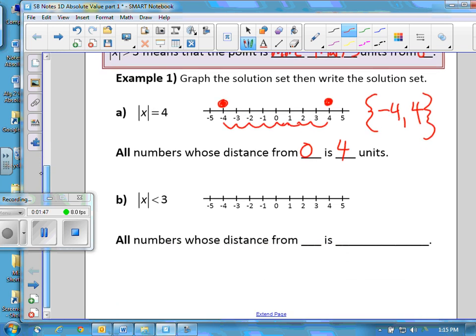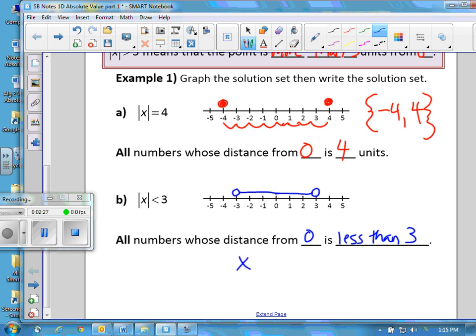Now if I look at the absolute value of x being less than 3, I'm going to look at those points where the absolute value is equal to 3 and think about distance. Absolute value, read that distance. So this says that the distance is less than 3 units. All of these points are less than 3 units from 0, and all of these points are less than 3 units from 0. So this is what our graph would look like to show all numbers whose distance from 0 is less than 3 units.